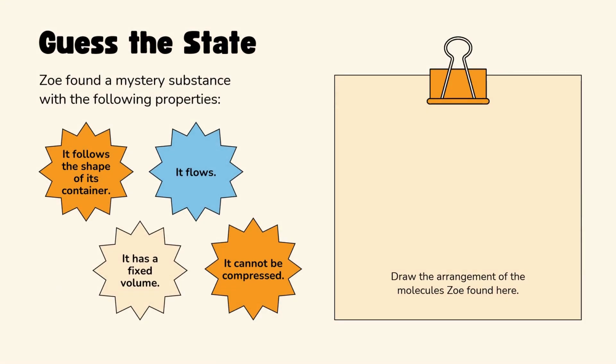Guess the state. Zoe found a mystery substance with the following properties. It follows the shape of its container. It flows. It has a fixed volume. It cannot be compressed. Draw the arrangement of the molecules Zoe found here. Pause the video, answer the question, and then check whether you are correct or not.